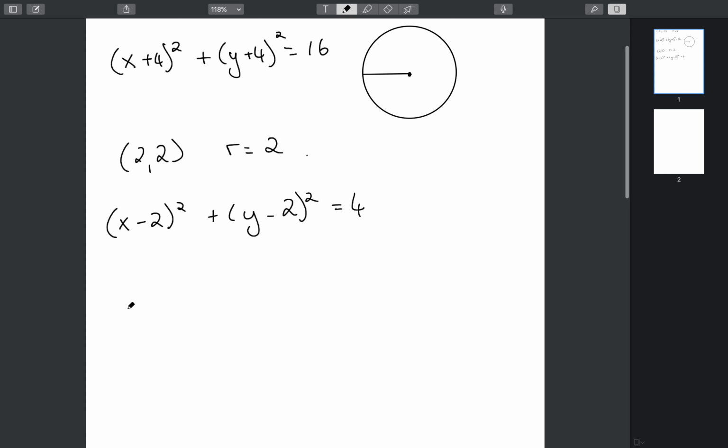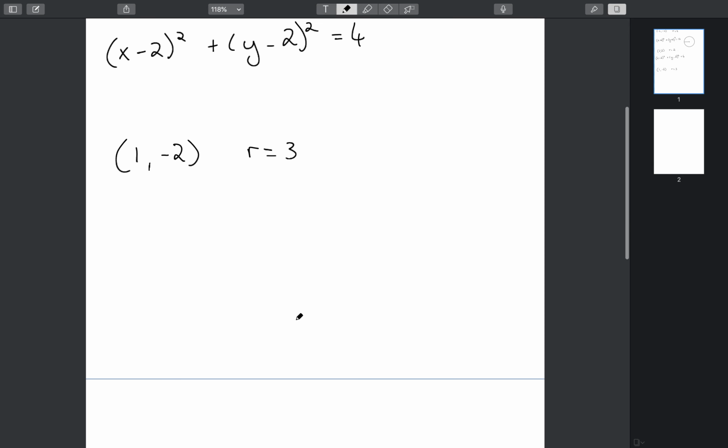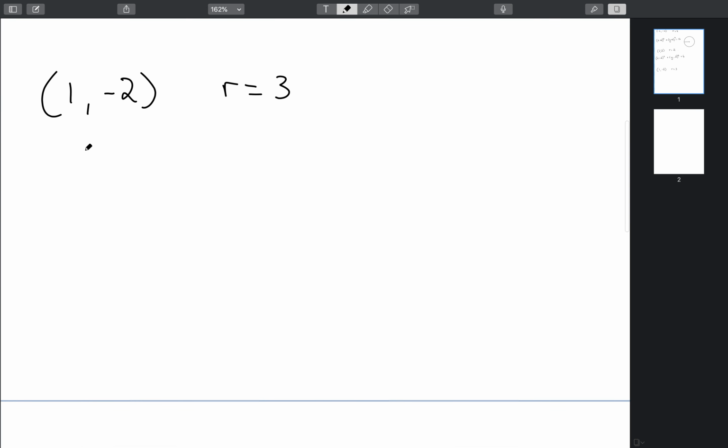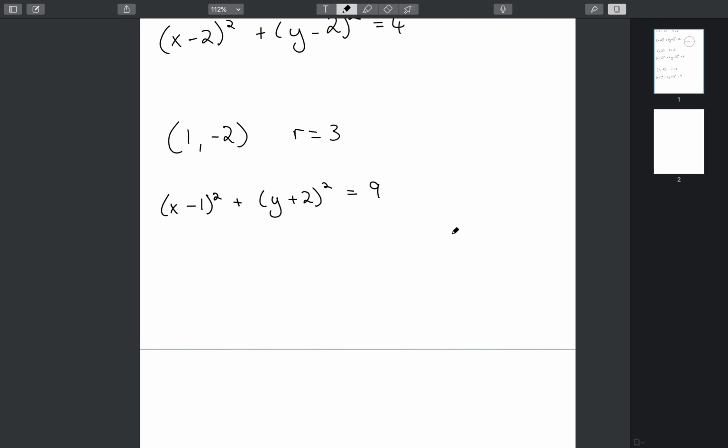If I did another one that was 1, minus 2, for example, and had a radius of 3, what we would see is that actually that goes to x minus 1 squared plus y plus 2 squared, and all of that is equal to the radius squared, which is 9. And we started to see that there was a general pattern here.